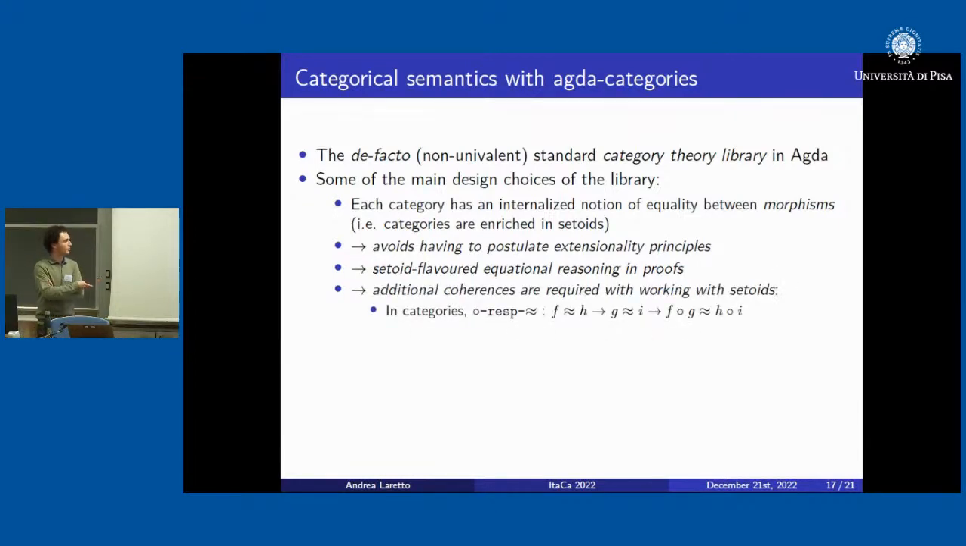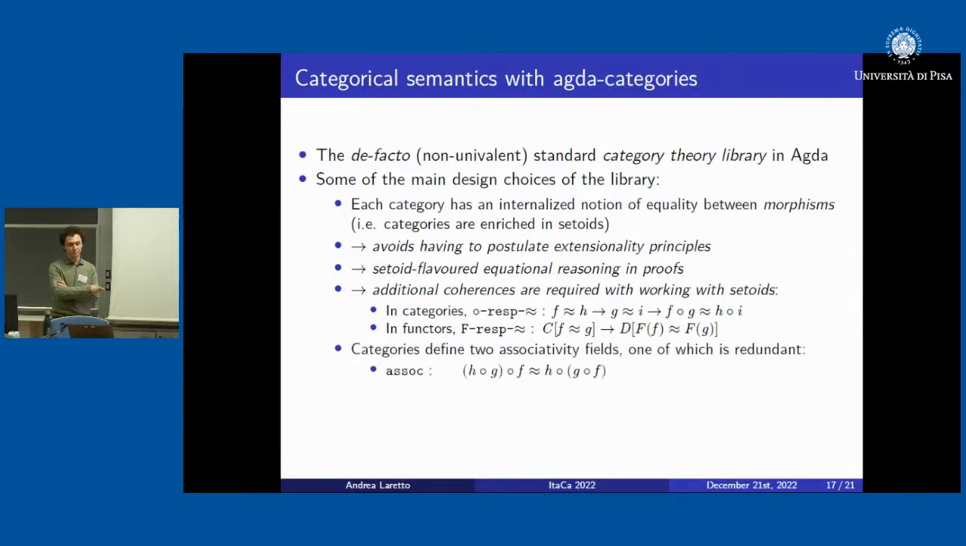And for example, when you define a category, you also need another piece of data, which says that composition behaves well with setoid equality. And in functors, you have a similar thing, where you have that in category C, if F is equal to G in the setoid, then they're also equal with the action of the functor on morphisms.